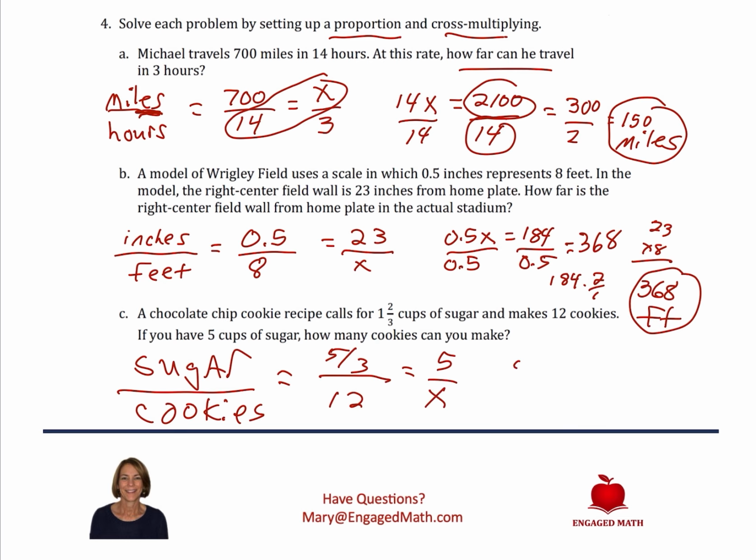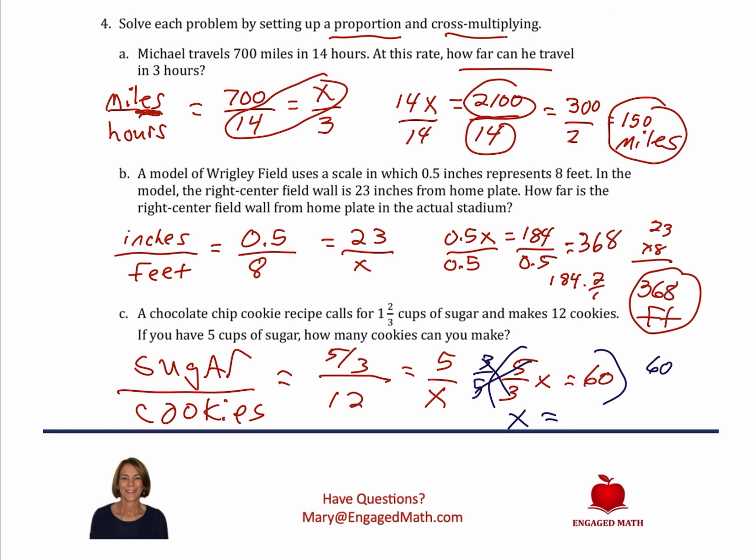So when we cross multiply, we get 5/3 times x equals 5 times 12, or 60. Now I'm going to change the color just to make sure you see this. I'm going to multiply both sides by 3 over 5. The reason I'm going to do that is because I can then cancel this out. It's basically 15 over 15. So now you have just plain old x is equal to 3/5 times 60.